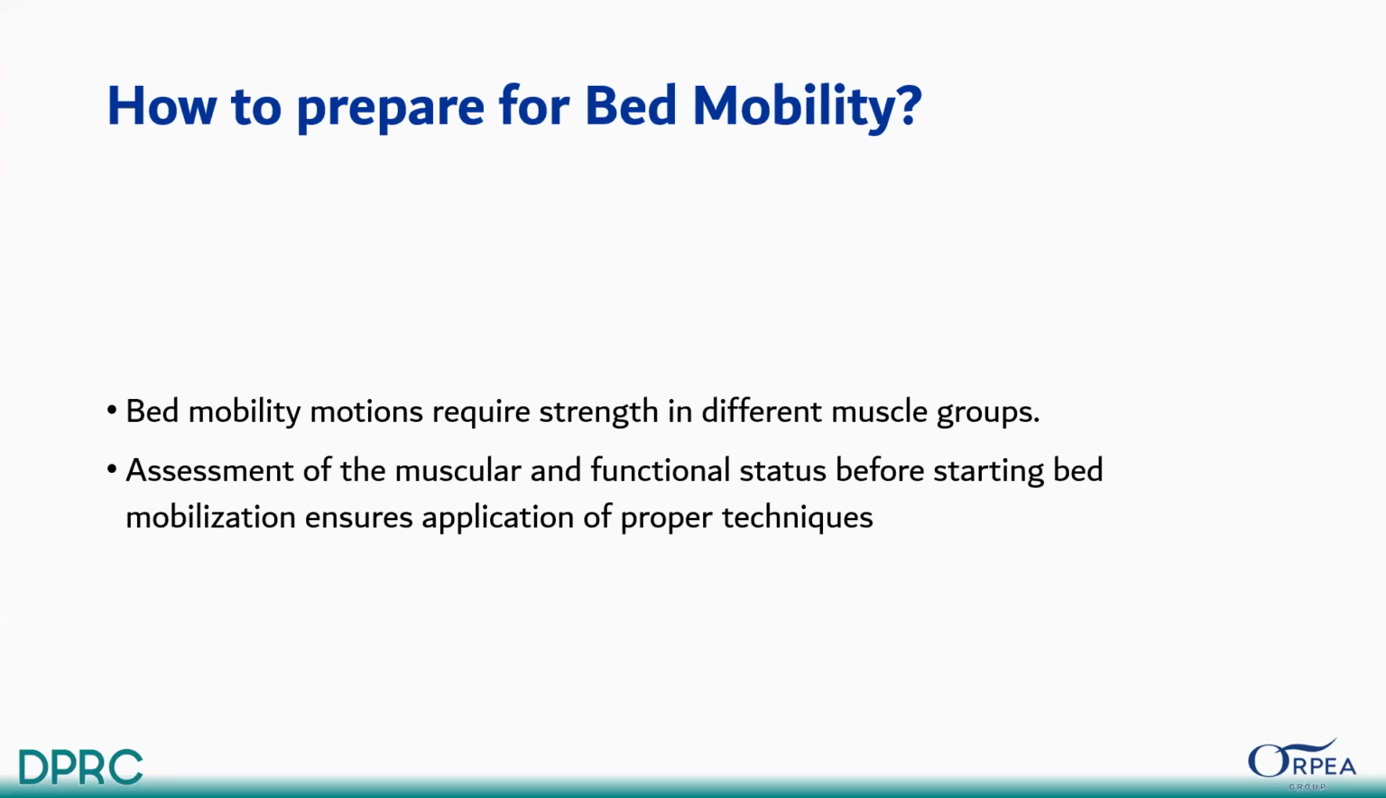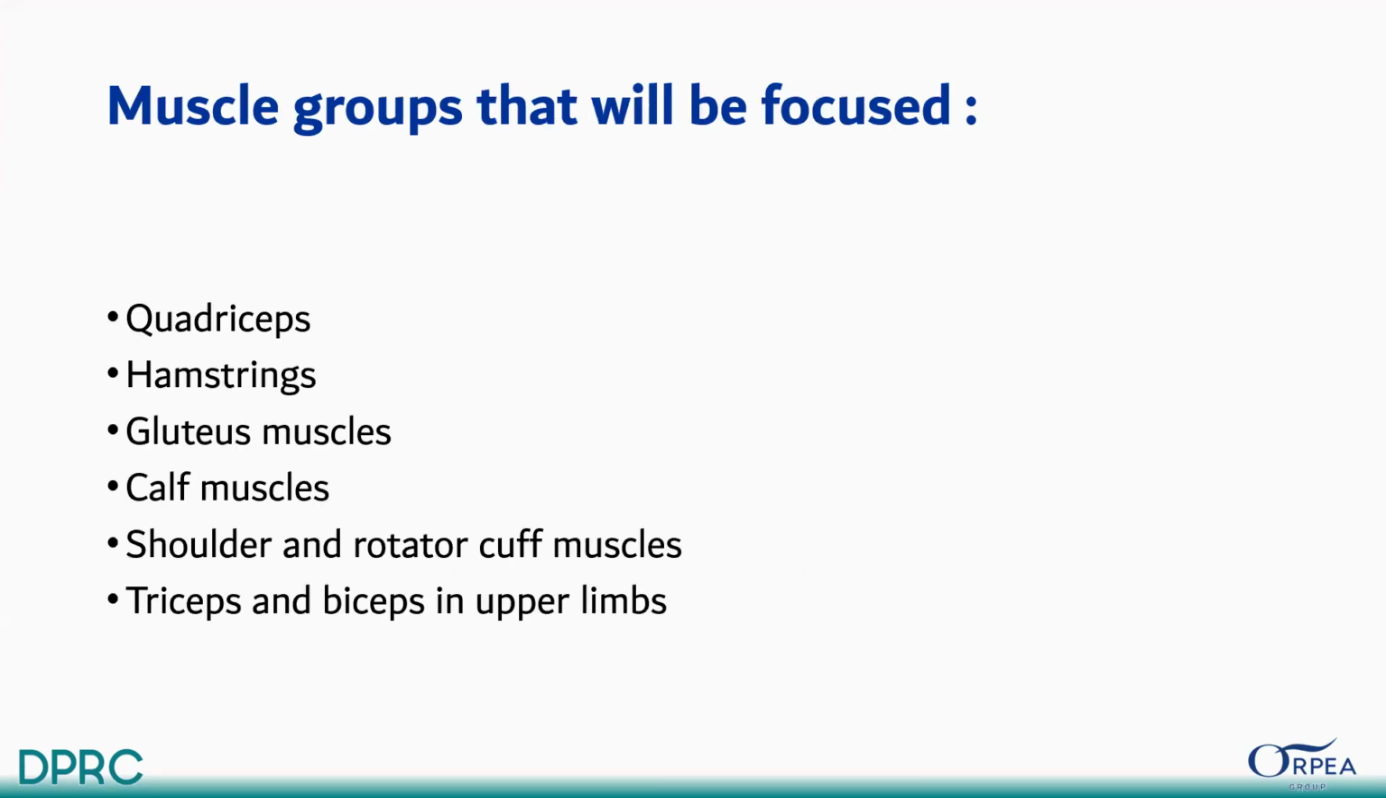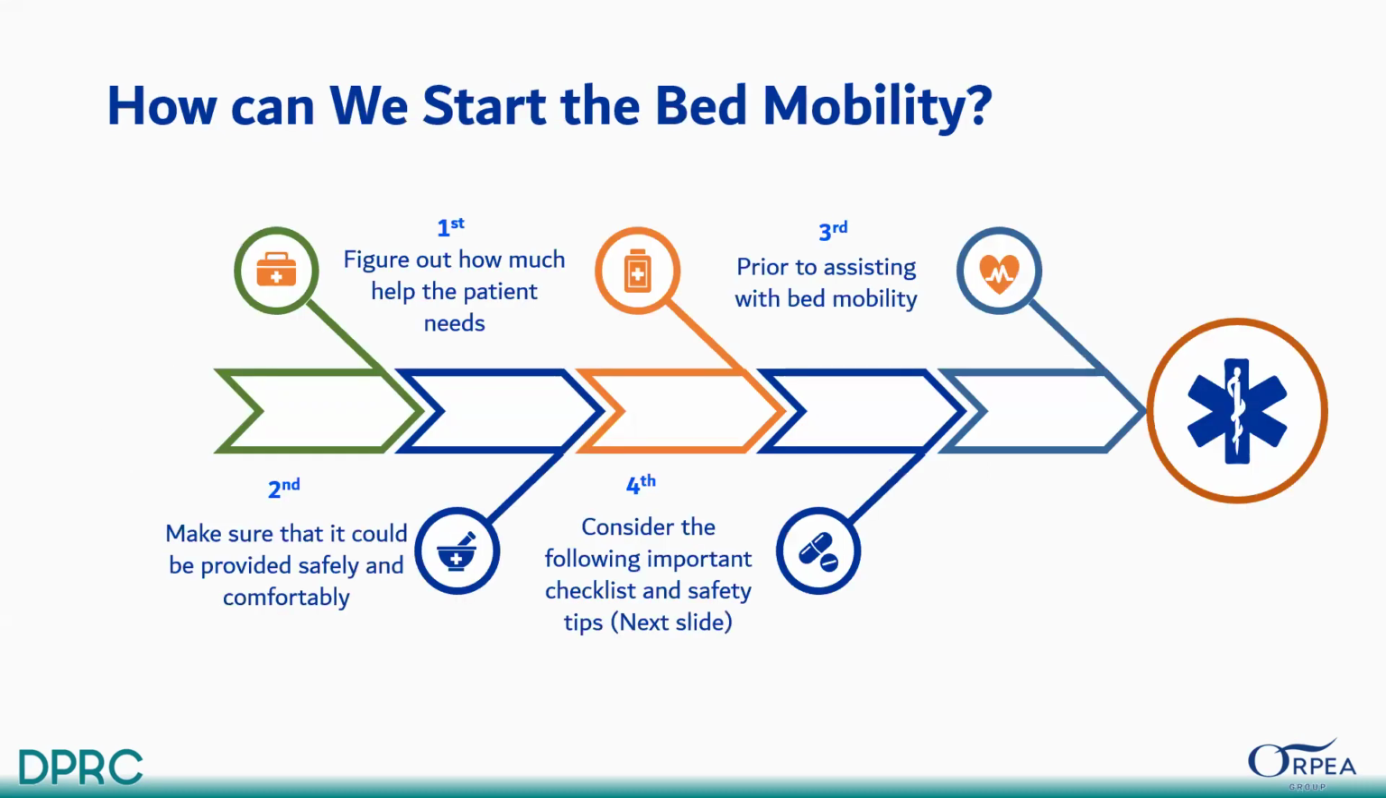How to prepare for bed mobility? Bed mobility motions require strength in different muscle groups. Assessment of the muscular and functional status before starting bed mobilization ensures application of proper techniques. Muscle groups that will be focused: quadriceps, hamstrings, gluteus muscles, calf muscles, shoulder and rotator cuff muscles, triceps and biceps in upper limbs.